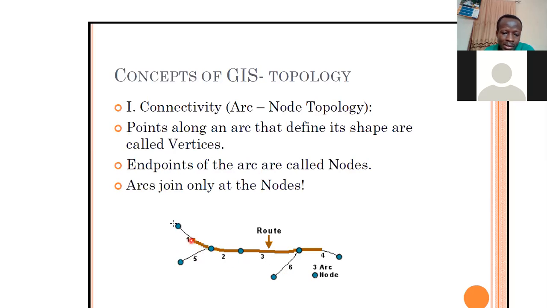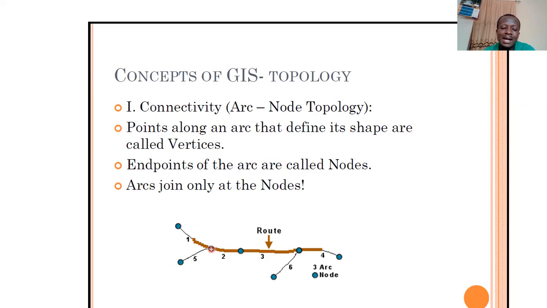The beginning of arc 1 is this point, and then the end is this point. Any other point in between, these are called nodes, and any other point that defines the shape of this arc here, we call it a vertex. Singular is vertex, and plural is vertices. Now, arc 1 is actually joining arc 5 at this point. And so arcs only join at nodes. So the rule has been met, and we have our vertices, we have nodes. So end of story. That is connectivity for you.